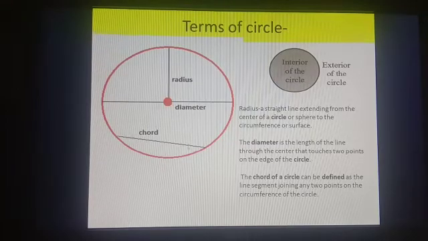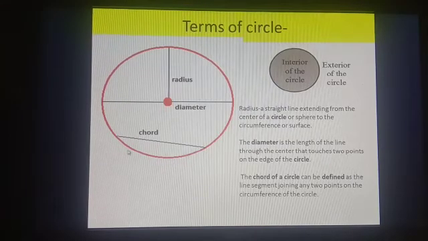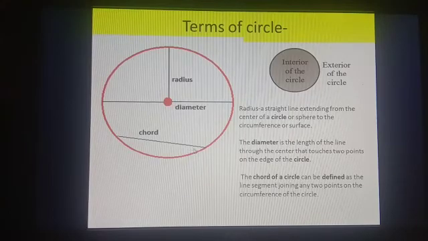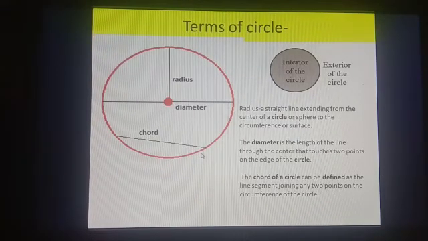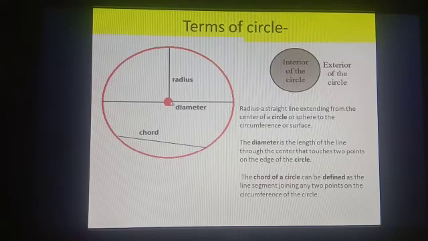Next you can see the chord. The chord of a circle is defined as the line segment joining any 2 points of the circumference, but it does not go through the center. If it goes through the center, it is also a chord, but a special chord, and that's why it is called the diameter.